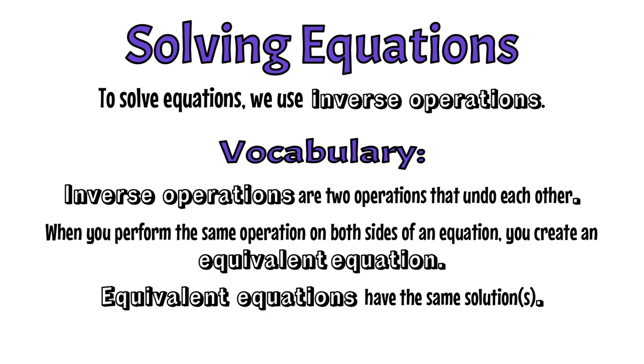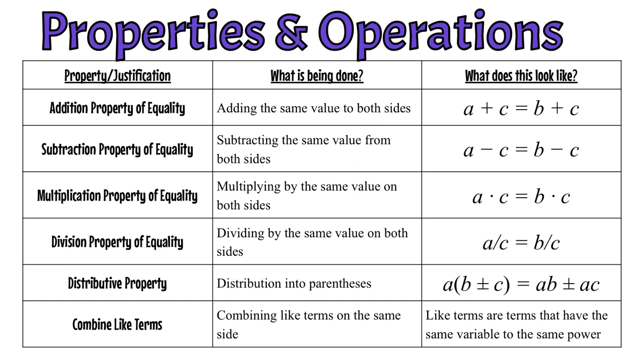So we're going to create equivalent equations until we get down to the variable being by itself on one side and a value on the other side. So to use inverse operations, we are using the properties of equality. Like I said, if we want to add a value or subtract a value from one side of an equation to isolate the variable, then we need to also do that to the other side of the equation.